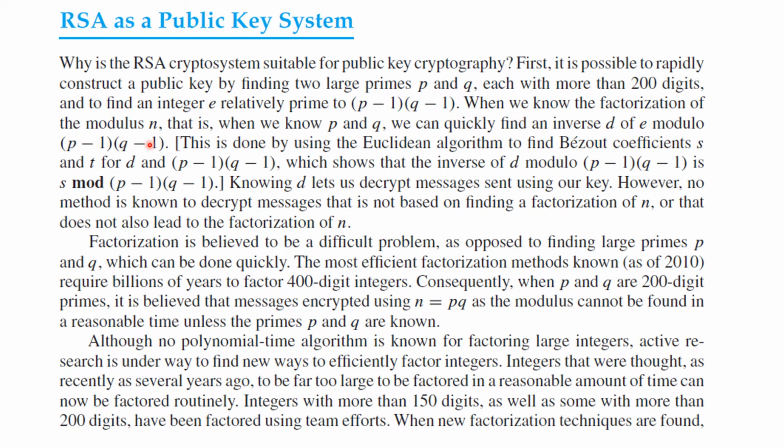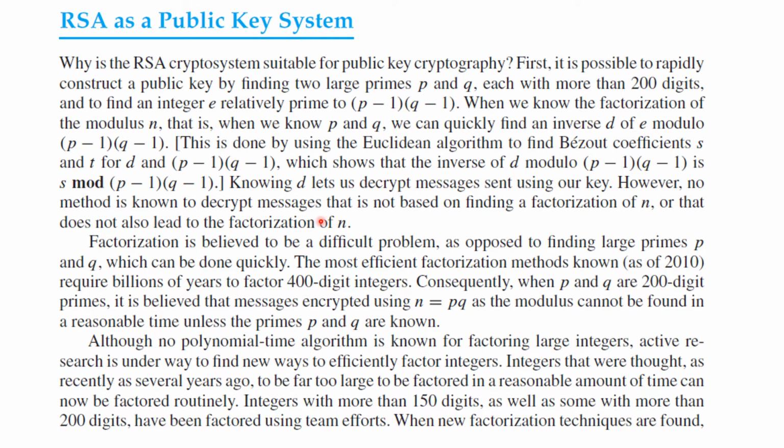When we know the factorization of n, then we know p and q, and we can quickly find the inverse d. This is done by the Euclidean algorithm to find the Bézout coefficients s and t for d and (p minus 1)(q minus 1). This shows that the inverse of d modulo (p minus 1)(q minus 1) is s modulo (p minus 1)(q minus 1). So knowing d lets us decrypt messages sent using our key.